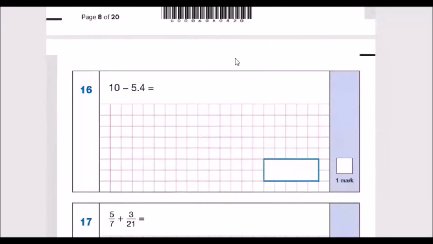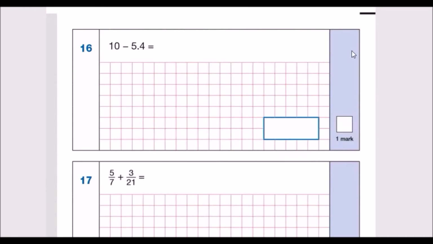And place value. So 16, 10 take away 5.4. There is a fast way to do this. You could just firstly work out what 10 take away 5 is, which is 5, and then minus 0.4, which will give us in the end 4.6.